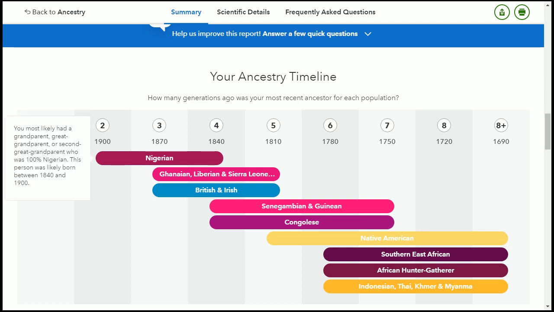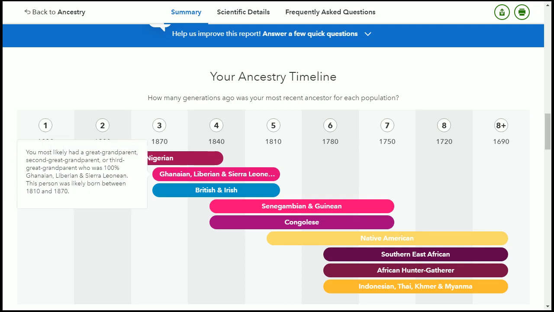So here it tells you that around this time period, 1840 to 1900, you most likely had a grandparent, great-grandparent, or second great-grandparent who was 100% Nigerian. I believe this is my mother's father's family. I just recently found the first African that links back around this time period. I'm like, wow, that can be that person, but I don't know if it's on my mother's side, my father's side, or which line. That's the only problem with that.